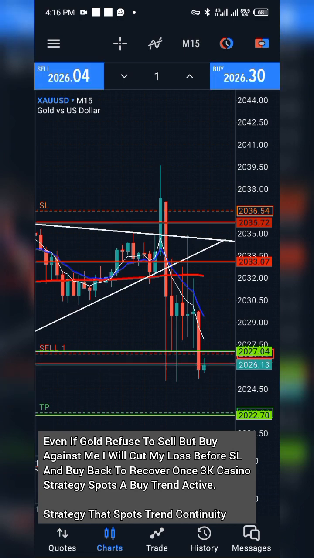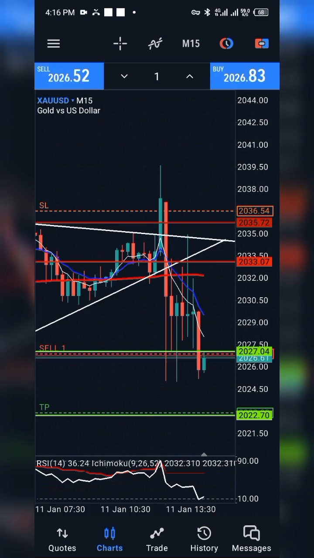So these are the 3 basic factors that led me to enter a sell on gold, and with faith I believe it's going to sell. Although there is a support at 2027, I believe gold is going to break this support to drop to the next support at 2022.70. Thank you guys, we're going to get back to this later.